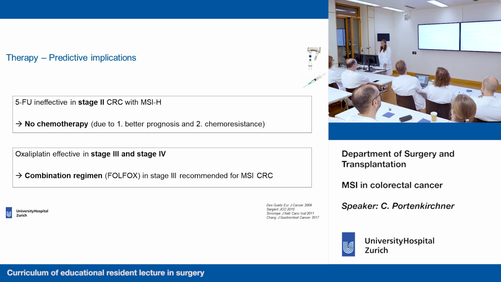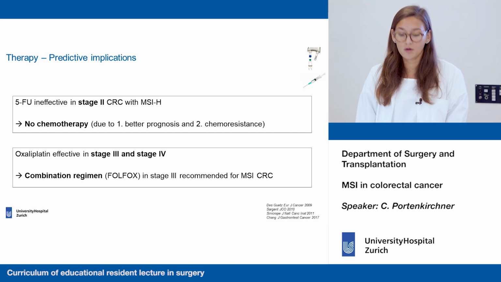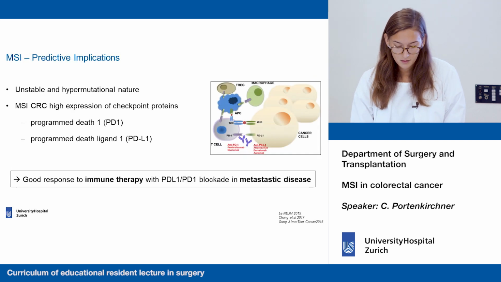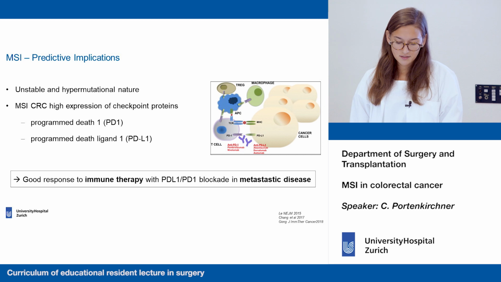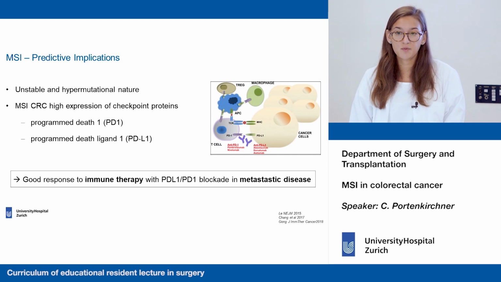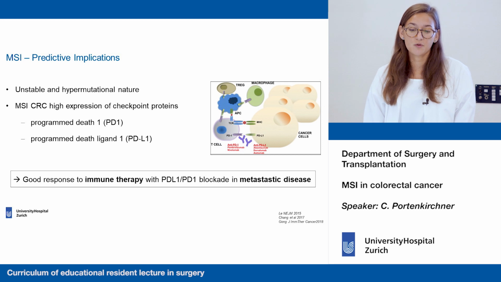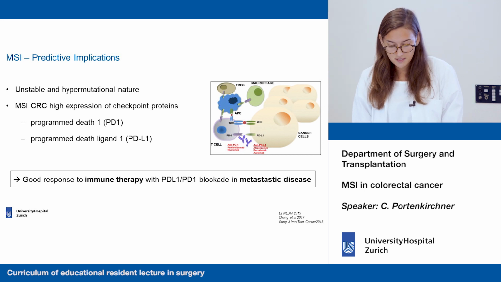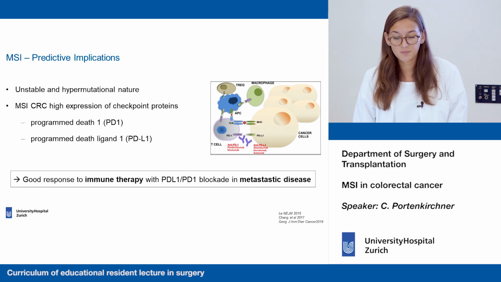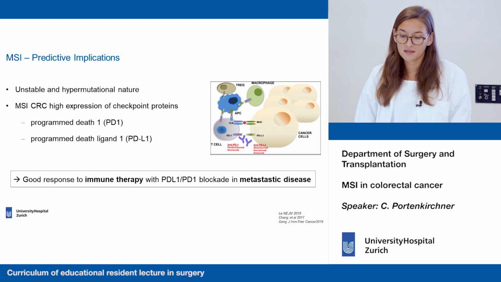There is only limited data provided so far, but nevertheless, knowing the MSI status of the patient may help the oncologist to draw a personalized, appropriate treatment plan. Due to the unstable, hypermethylated and hypermutational nature of the colorectal cancer, these tumors tend to express higher levels of checkpoint proteins like programmed death and programmed death ligand. And this makes the MSI tumors more responsive to immune therapy with PD-L1 blockade, especially in metastatic disease.